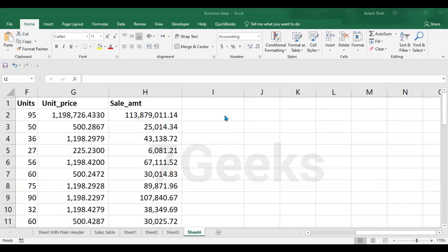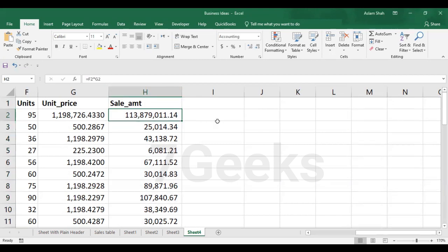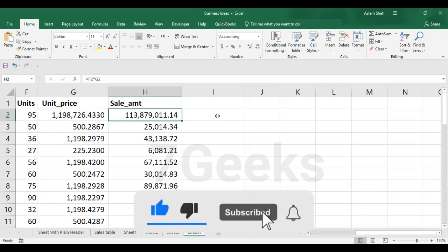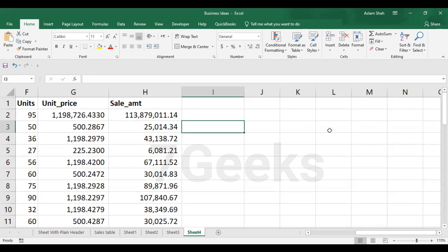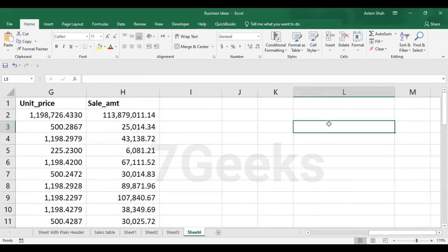Coming back to the video, this is the data. I want to apply the round function. What is a round function? The round function is a function that we use to make the values or the digits rounded. The syntax used for the round function is like this: you write round, then number and number of digits. So let me just apply it to understand it in a better way.